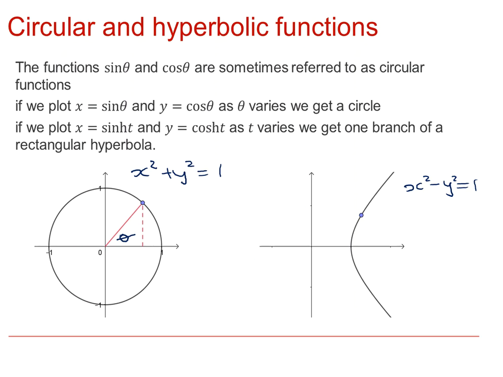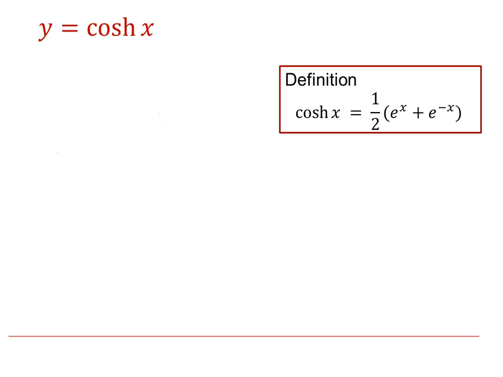This may not mean very much to you at the moment, but this is where the hyperbolic functions gain their name from. We define cosh x to be a half (e to the x plus e to the minus x).